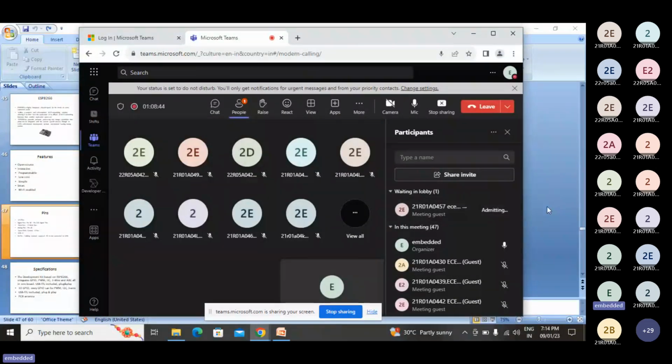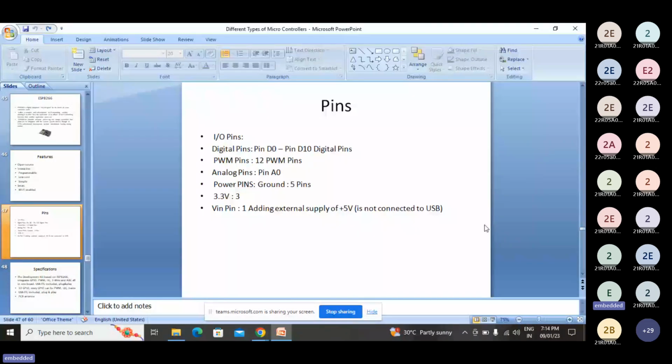The pins present in ESP8266 are the input output pins: digital pins D0 to D10, PWM pins are 12, and analog pins with a single analog pin A0. Power pins are ground, 5 pins. 3.3 volts of voltage is available. When adding an external supply of 5 volts, it is not connected to the USB.